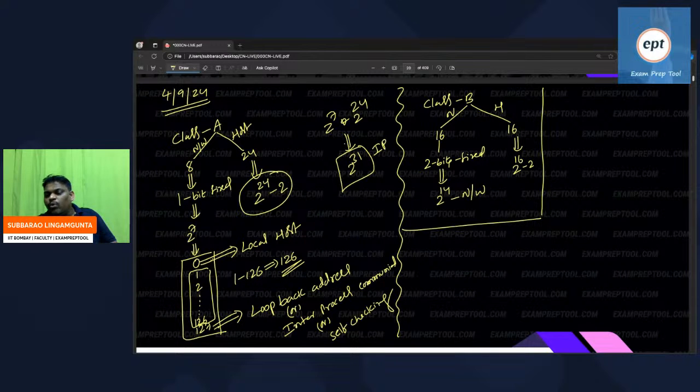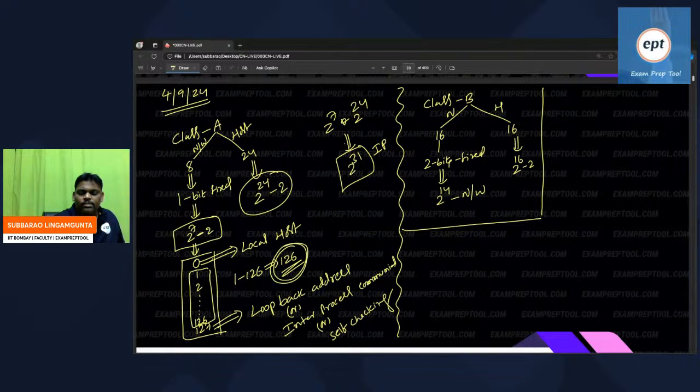Someone is asking, why no -2 in class A? Already I did -2, right? Sorry for this, -2 I already did. That is the reason 126 came. That is the reason I wrote 2 power 7, 128, but afterwards I removed 2 networks. Right?